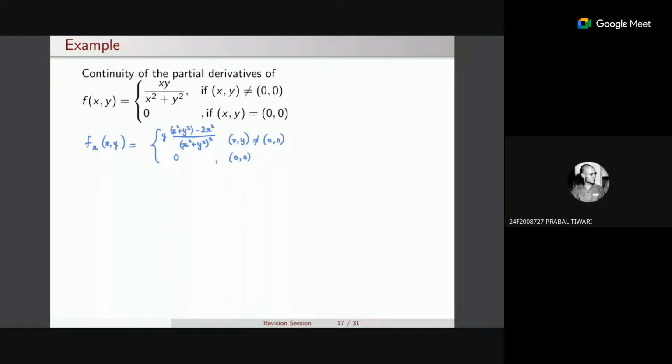Is it continuous? Not, sir. So do you know any curve along which it is not going to converge? So this is y times y square minus x square. So it's like y cube minus x square y divided by x square plus y square, the whole square. I'm just rewriting the function definition.